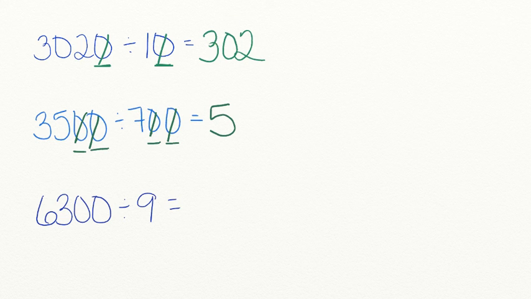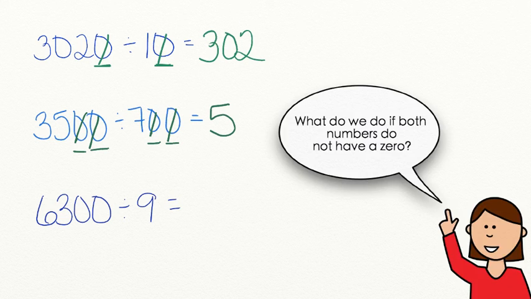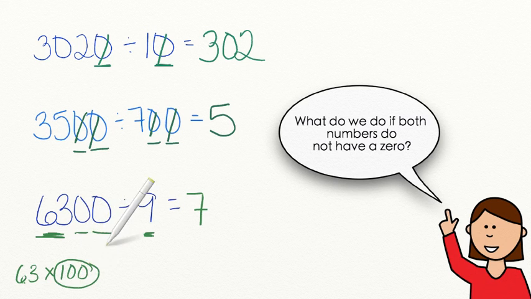6,300 divided by 9. Uh-oh. What do we do if both numbers do not have a 0? Well, think about our place value chart. 6,300 ends in 2 zeros, which means that it is 63 times 100. So we're going to start by dividing 63 by 9. 63 divided by 9 equals 7. And then we have to multiply that 7 times 100 because 6,300 has 2 zeros. That gives us a value of 700. 6,300 divided by 9 equals 700.